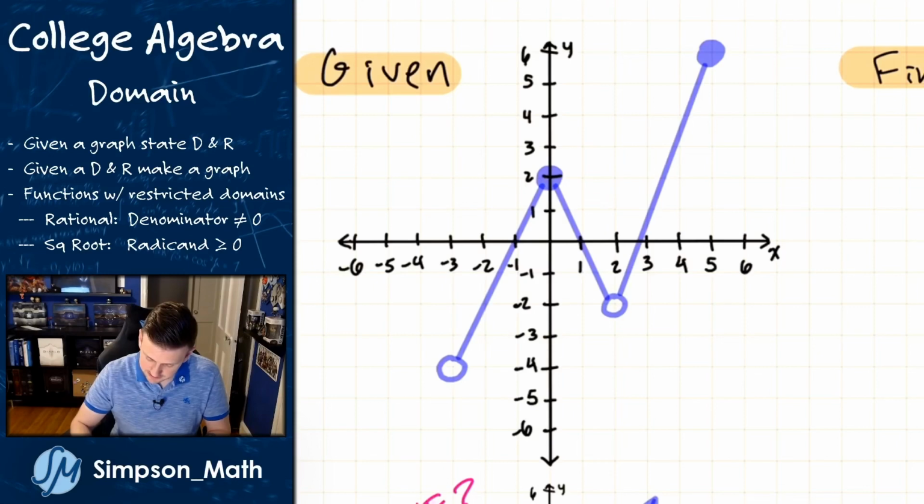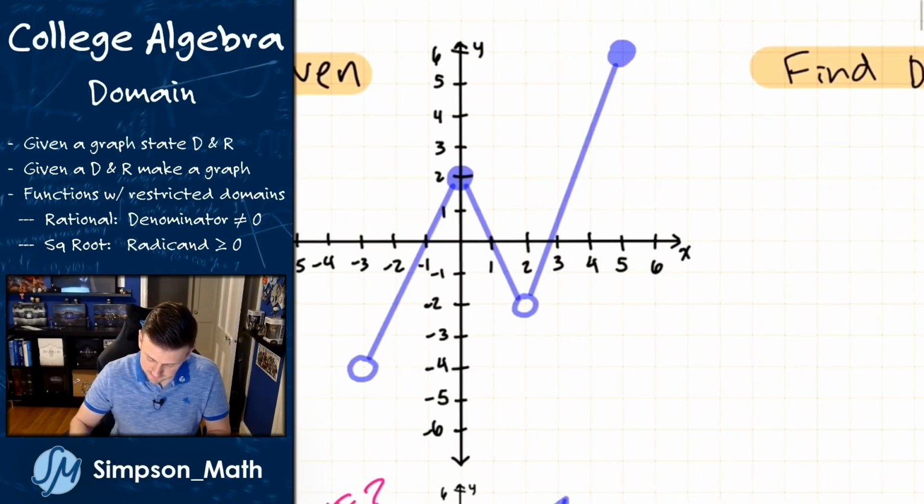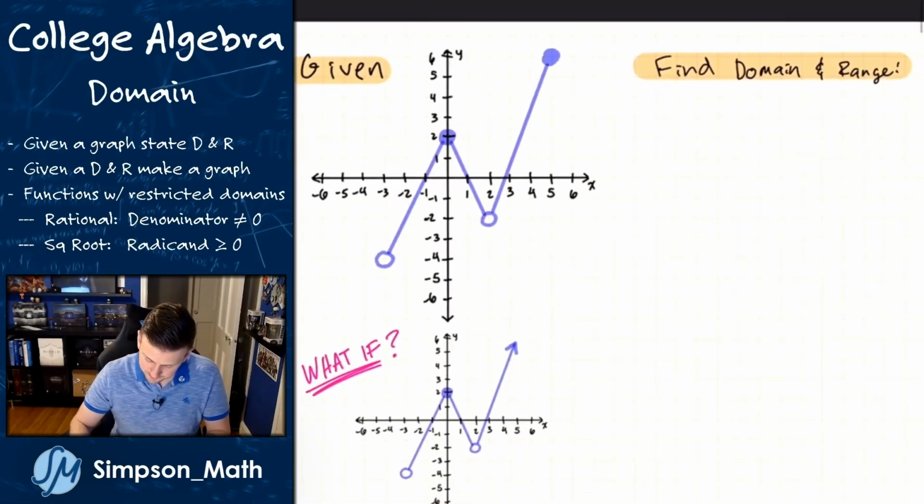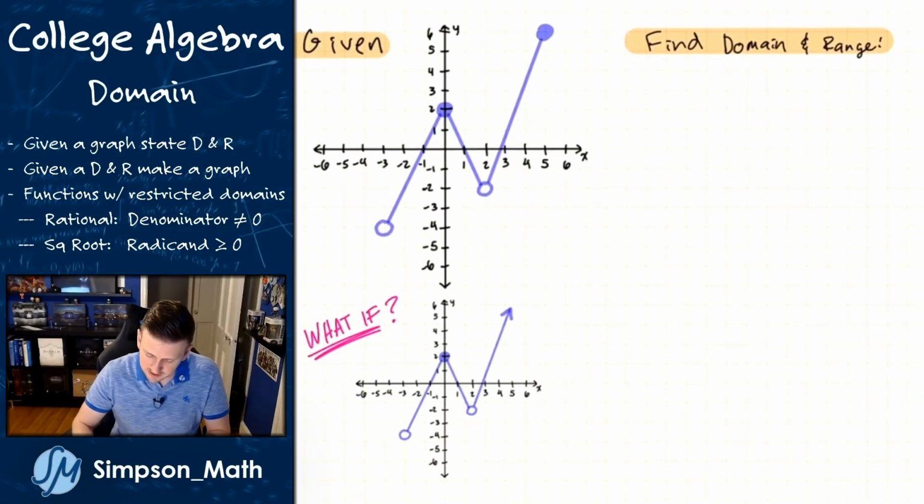All right, so let's look at the domain first. So for my domain, I'm going to go as far left as I can, and often I like to think about things in interval notation, so let's see if I can do that. So I'm going to go as far left as I can, and there's nothing over here, so as far left as I can go is this -3.